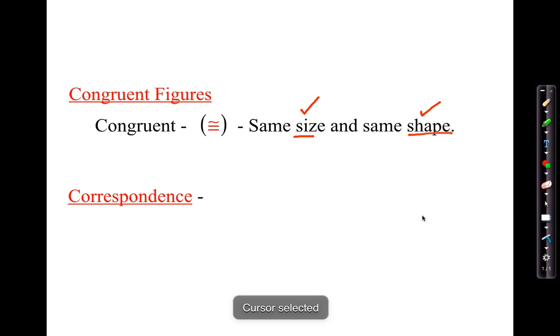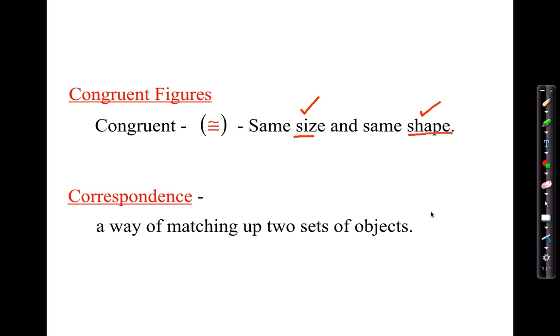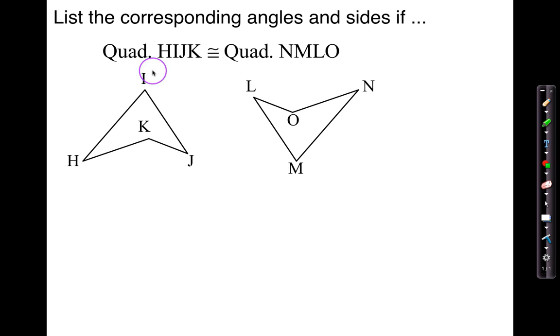Okay, the next vocabulary is correspondence. It's basically a way of matching up two sets of objects. And you're going to see a little more and maybe understand it much better with the examples that are going to come. We're going to go ahead and move right on to our next example.